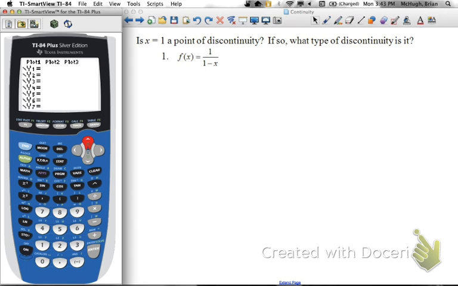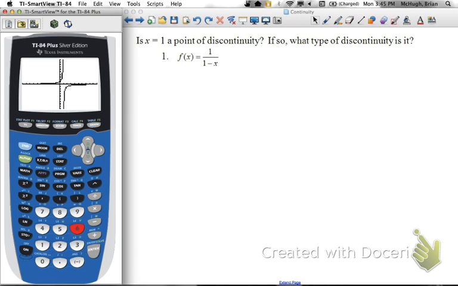So take your graphing calculator, go to your y equals, and we're going to put in 1 divided by 1 minus x. Make sure we put parentheses in our calculator around the denominator, 1 minus x. Once your equation is in there, we're going to do a zoom 6 to get a standard viewing window.